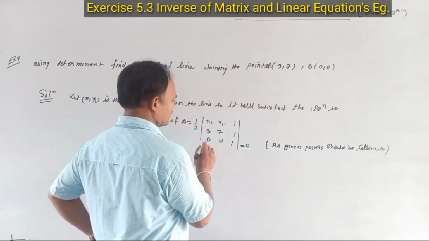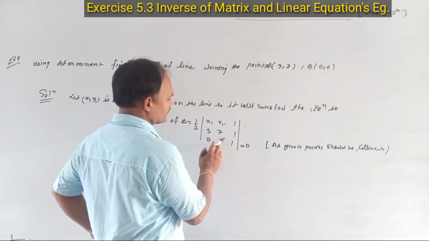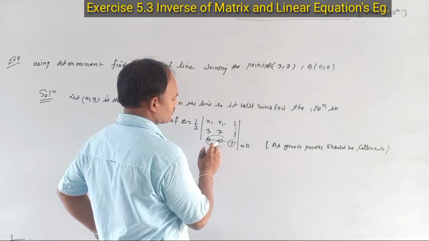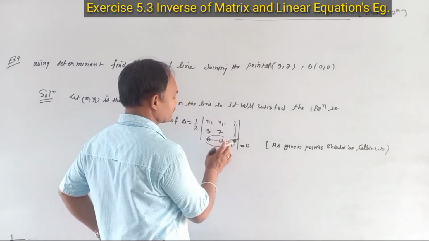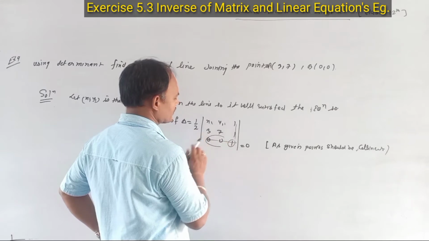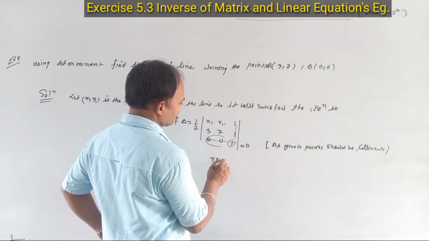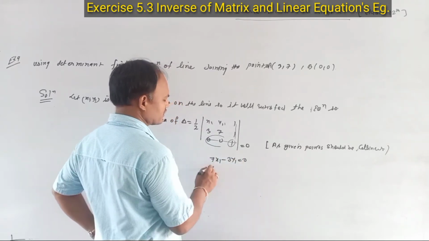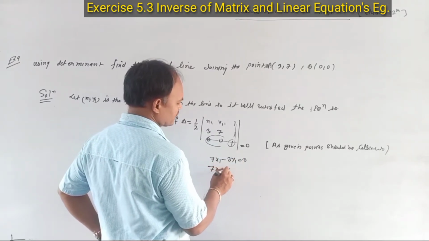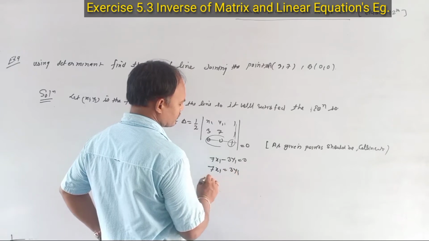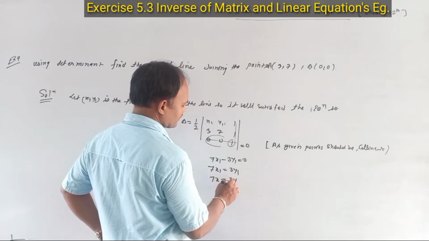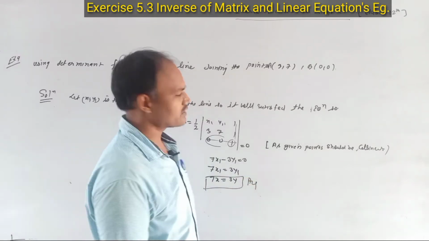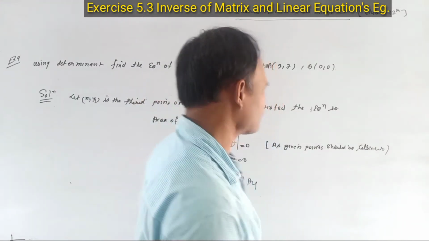So what will happen? We are going to expand with respect to the third column. So this row and this column are removed. The positions are 3 1, 3 2, 3 3. Okay. So it is 7x1 minus 3y1 equals 0. Students, this is your right answer. This is 7x1 equals 3y1. So we can say that 7x equals 3y. It is your answer. This is a very simple thing. Okay, next we are going to solve the next question.